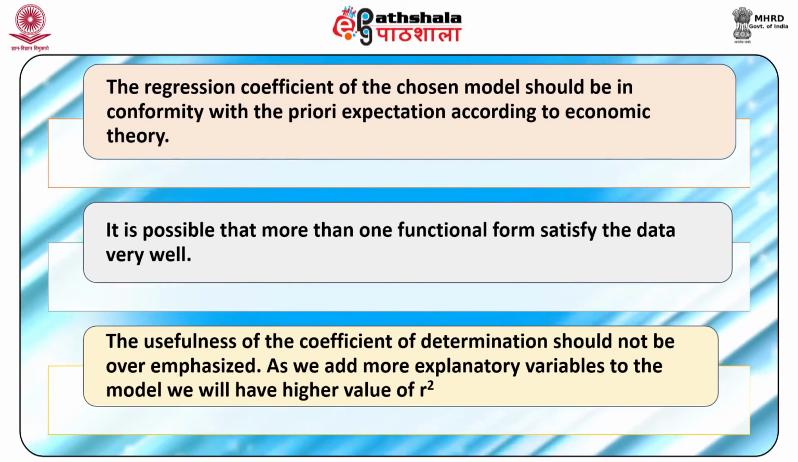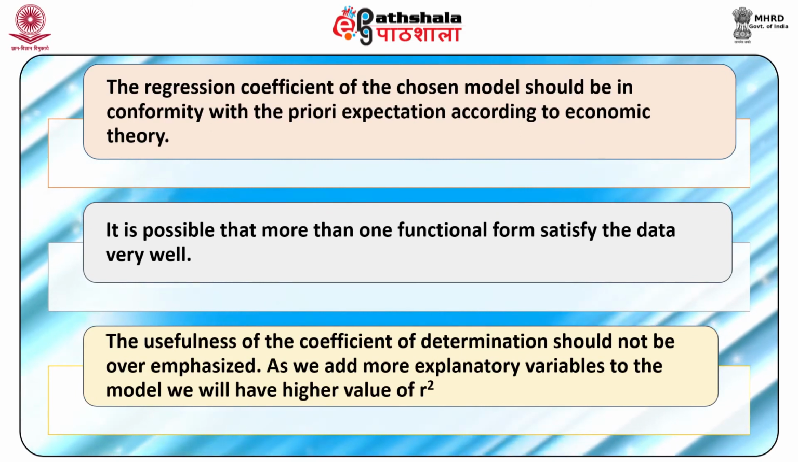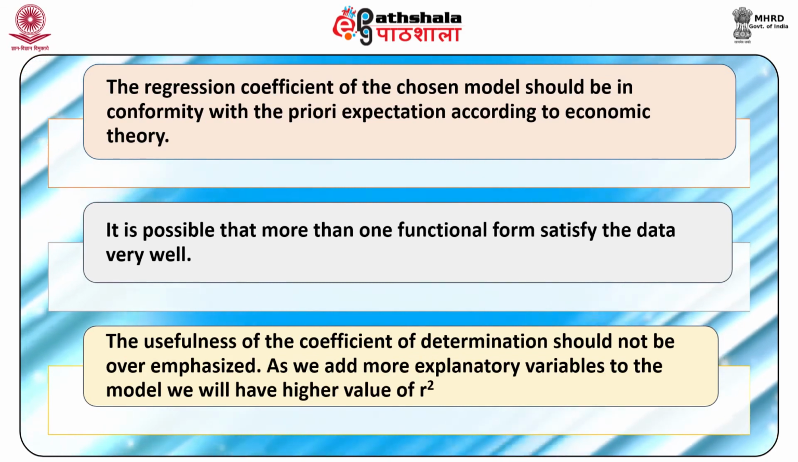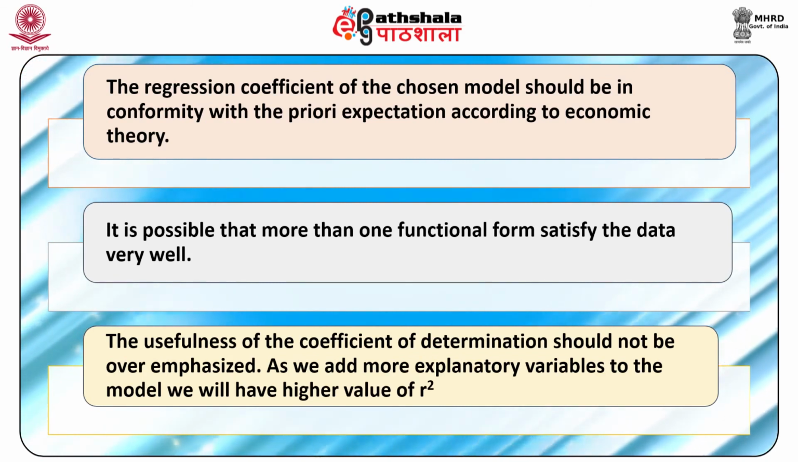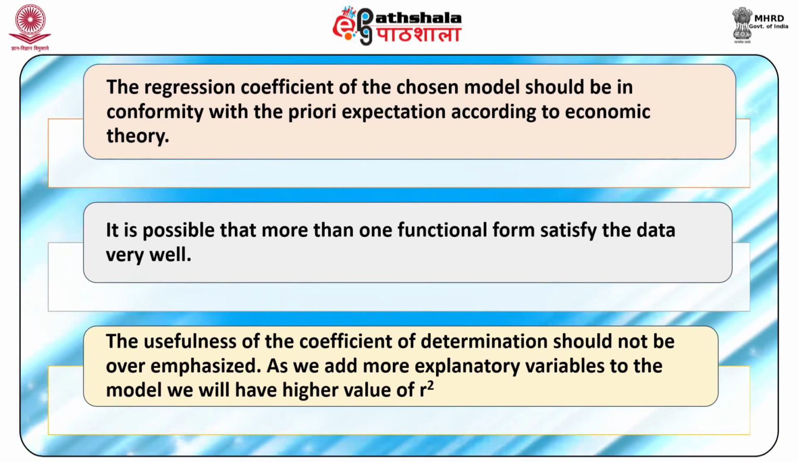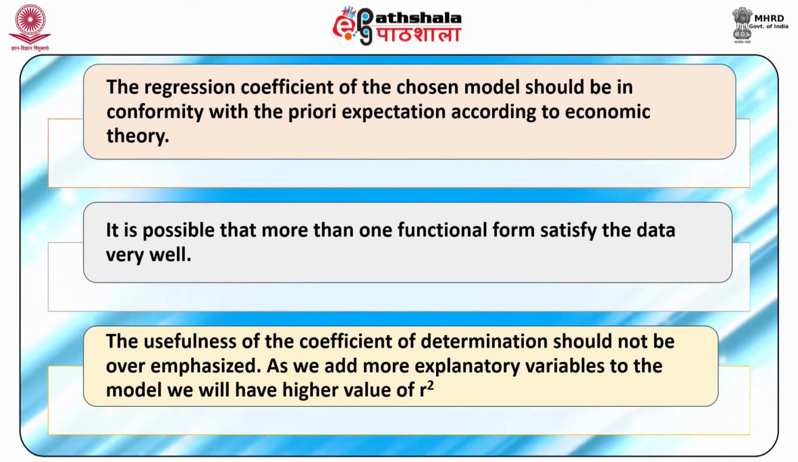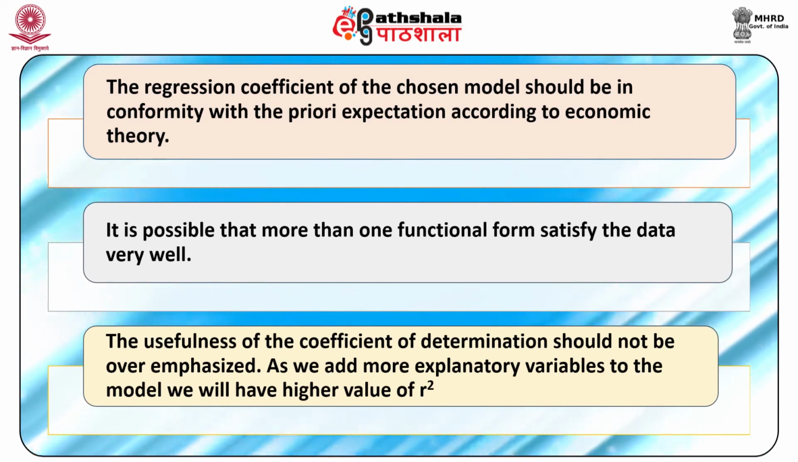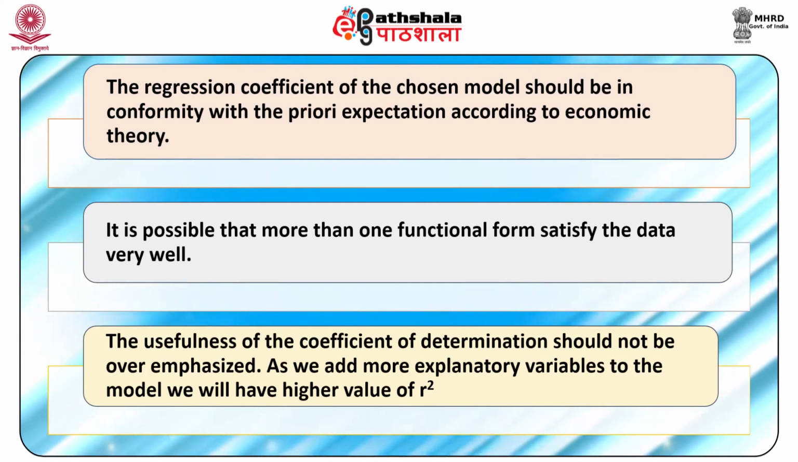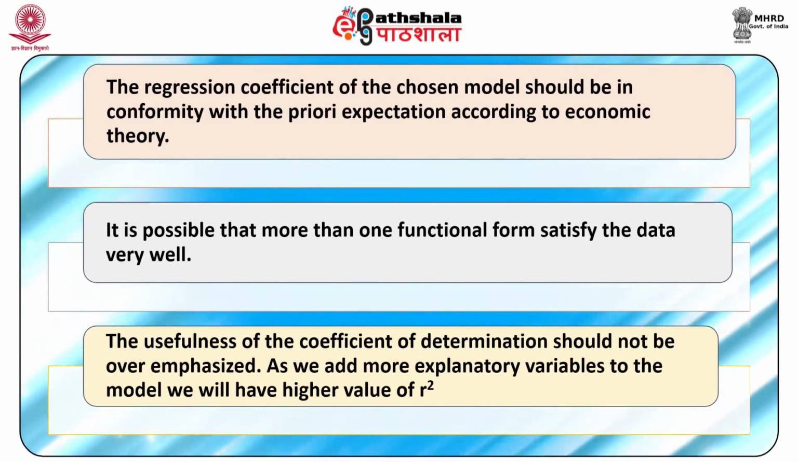It is also possible that more than one functional form satisfies the data very well. For instance, we can fit both linear and reciprocal models to the modern version of the Phillips curve. Therefore, we may use the coefficient of determination, but it should not be overemphasized. As we add more explanatory variables to the model, we will have higher values of R square. What actually is important is the correct sign of the regression coefficient, which should conform to economic theory, and their statistical significance.